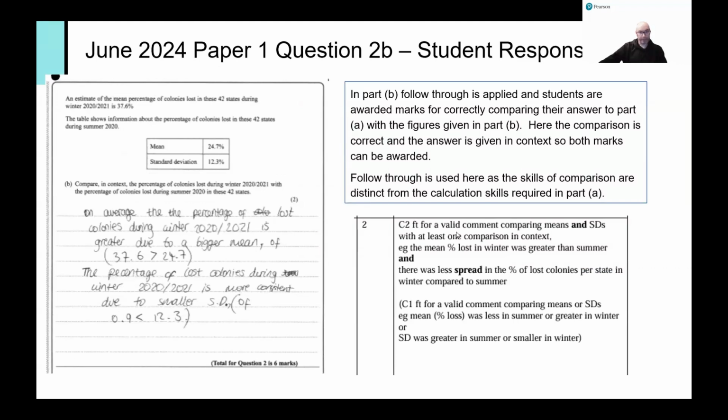Part B, they've allowed a follow-through mark. So that's been applied, and the students are awarded the marks for correctly comparing their answer to part A with the figures in part B. So even though they got their answer incorrect, a follow-through mark is allowed, and they've compared theirs correctly. Okay, and it's also given in context, so they can award both marks.